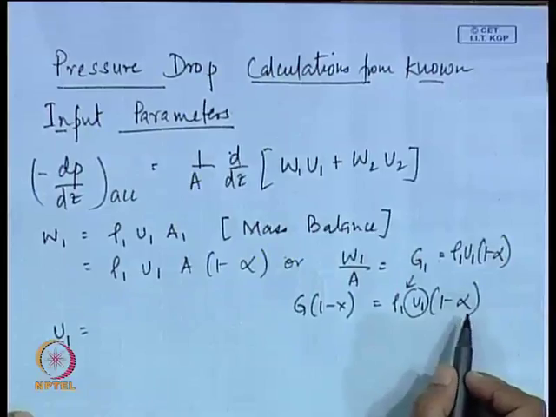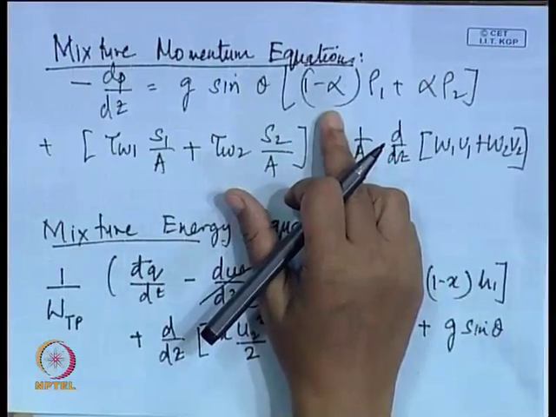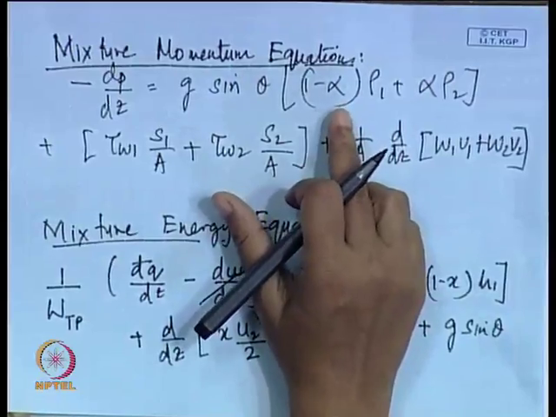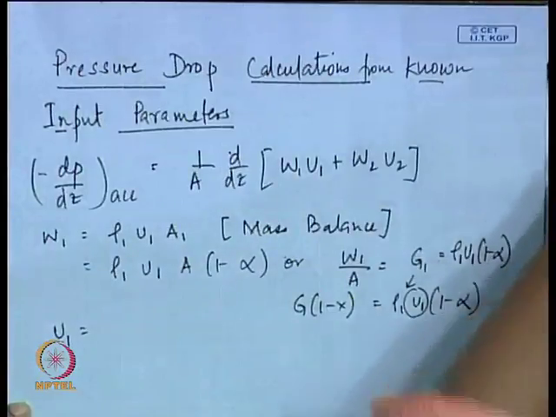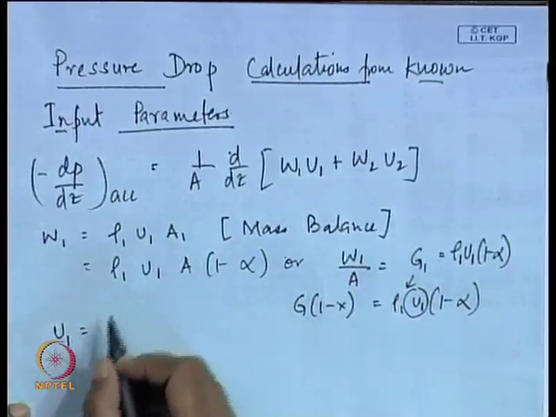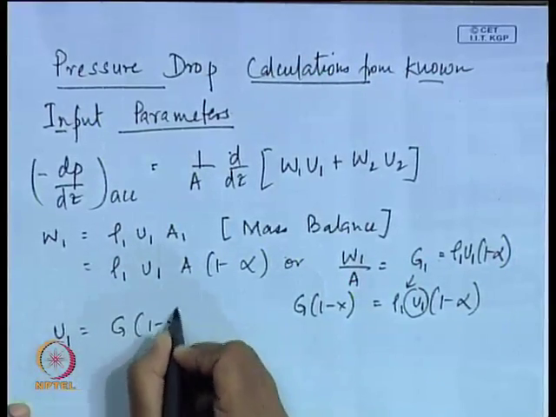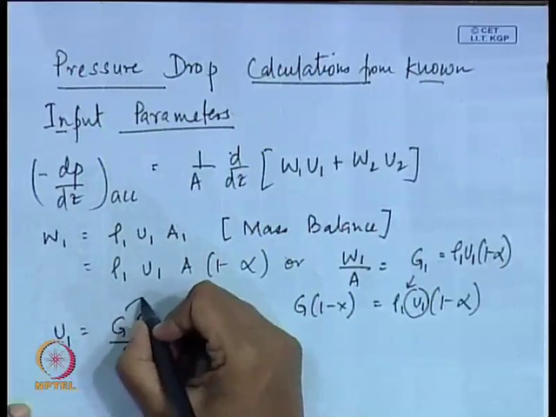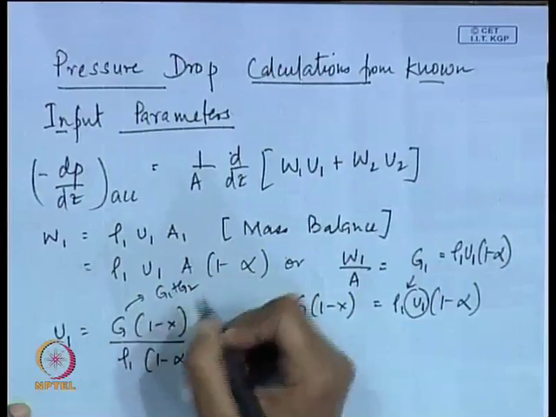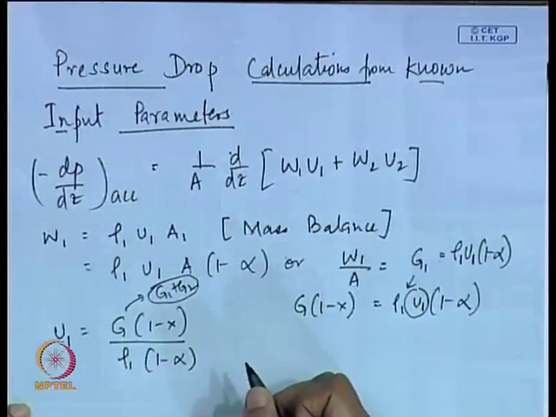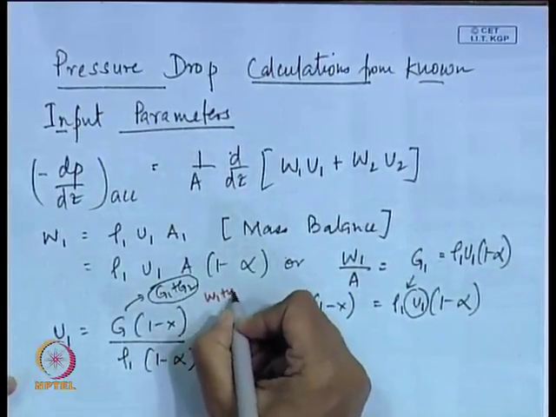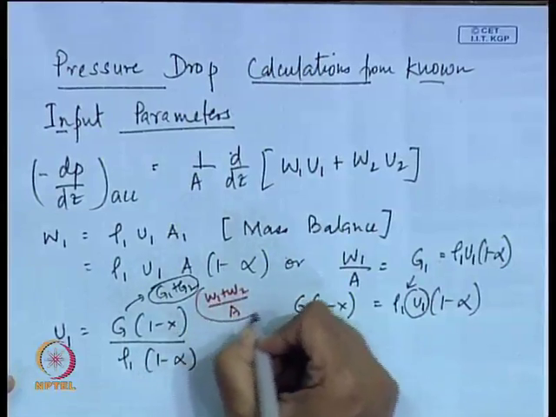Alpha, you already have this alpha variable in your mixture momentum equation. So, if you can reduce the number of variables, that is our target, is it not. So, therefore, we get u1 in terms of alpha as well as other known measurable properties. So, u1 becomes G into 1 minus x by rho 1 into 1 minus alpha. G we already know is nothing but G1 plus G2, or in other words this is nothing but W1 plus W2 by A, is it not.